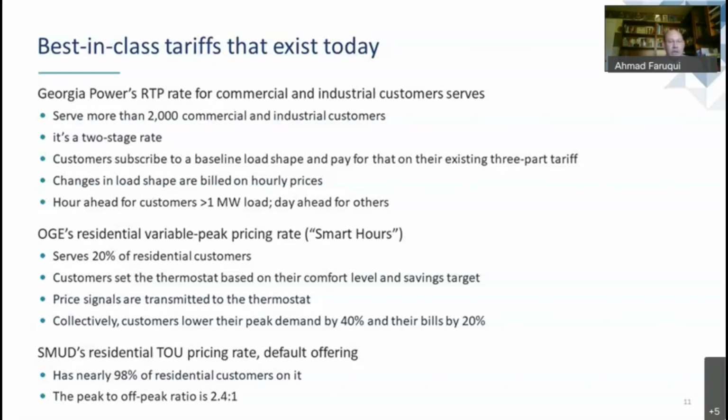The second rate I want to mention is OG&E's residential variable peak pricing rate, which is called Smart Hours. The Smart Hours rate serves 20% of residential customers. Customers set the thermostat based on their comfort level and savings target. Price signals are transmitted to the thermostat. Collectively, customers lower their peak demand by 40% and their bills by 20%. It is a very popular rate.